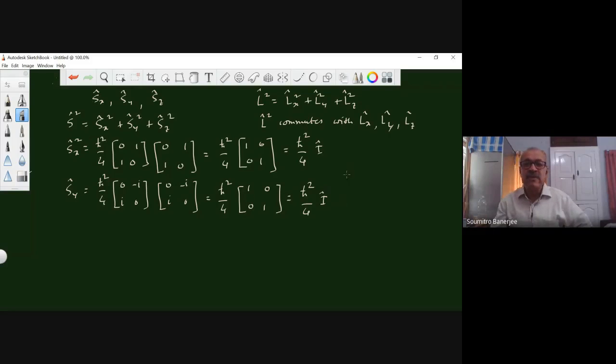Similarly, Sz square is the same thing. Sz square is h cross square by 4 I, which means that if you add them up, your S square becomes thrice h cross square by 4 times I.